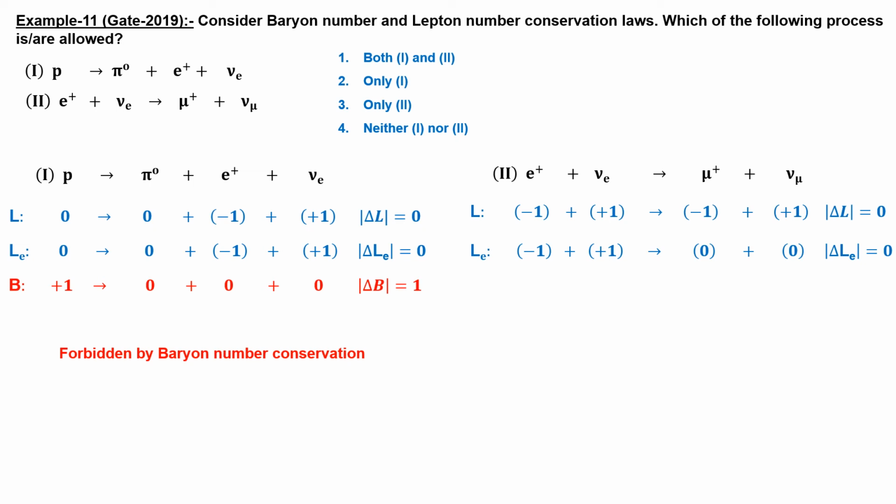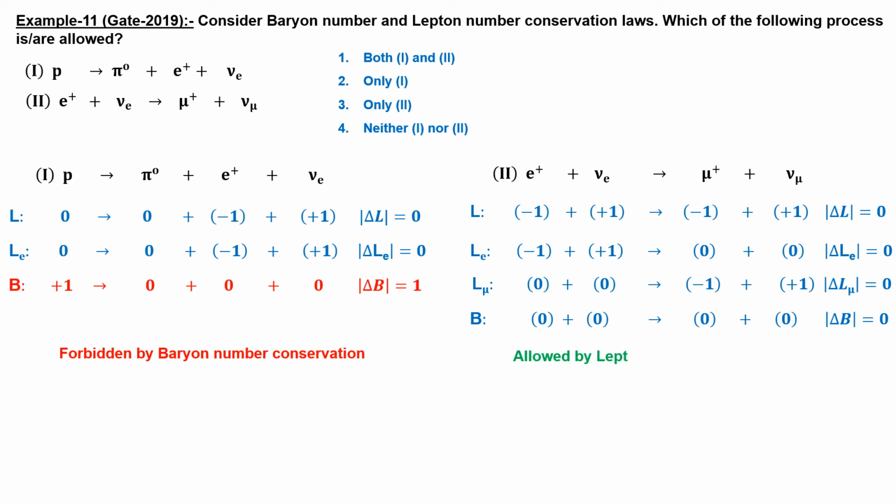Similarly, muon and muon neutrino are the members of the muon family having muon number +1. Since the total lepton number is conserved in this reaction as well as the lepton number for the individual family, this reaction is allowed according to lepton number conservation. Talking about baryon number, there is no baryon particle participating in this reaction, so the baryon number is also conserved.